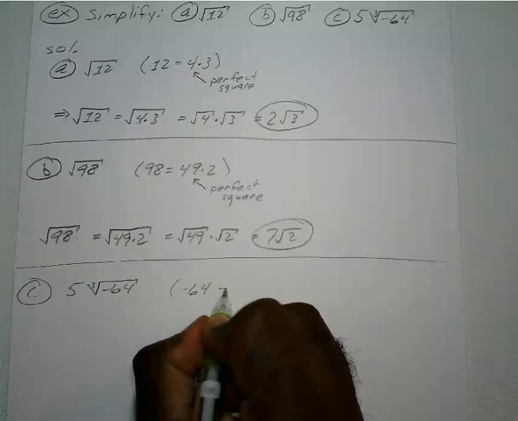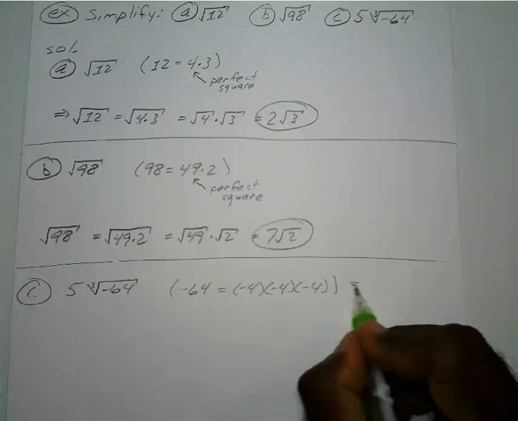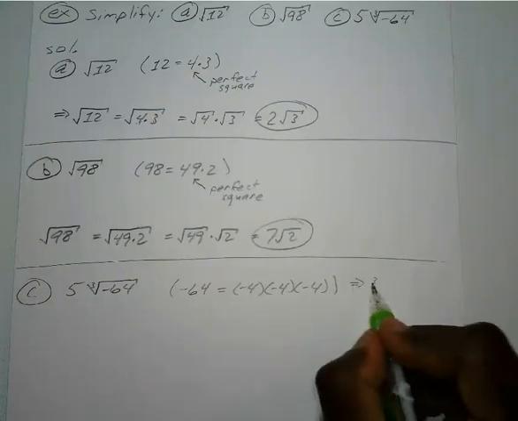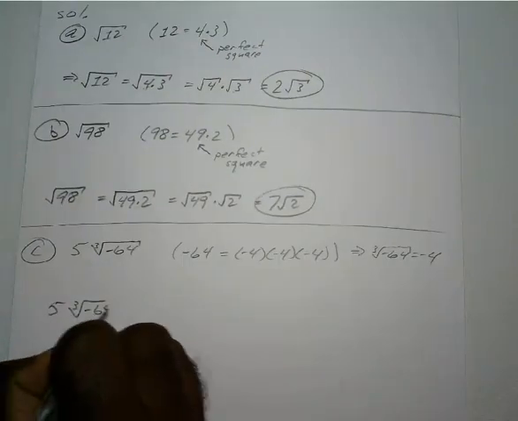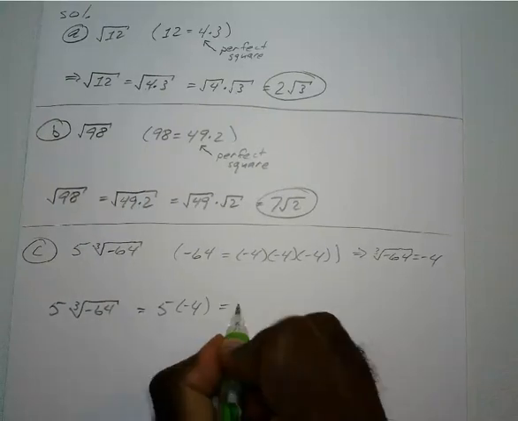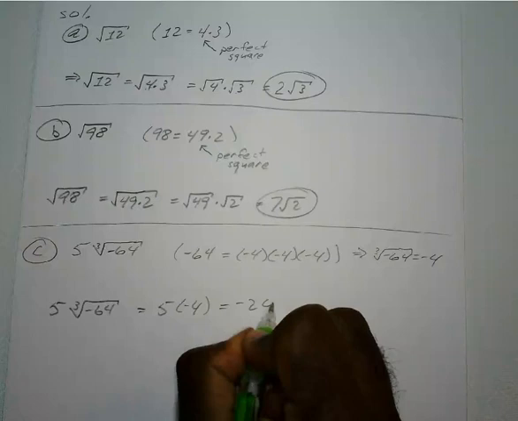If we go through each step, 5 times the cube root of negative 64 is going to equal 5 times negative 4, because the cube root of negative 64 is negative 4, which is equal to negative 20. So it's the same process over and over. We're just keeping an eye on the fact that we can separate those two.